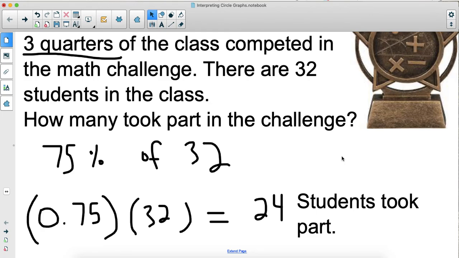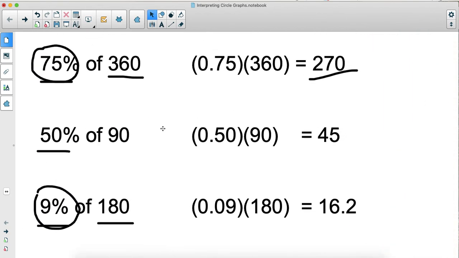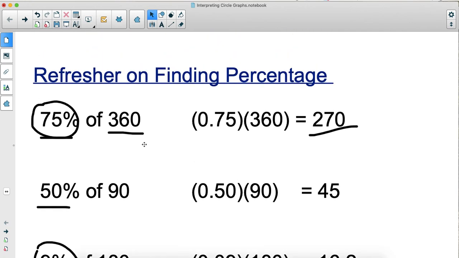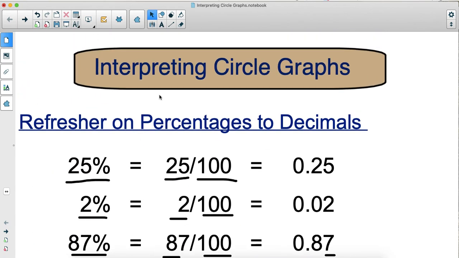Okay? So use these skills. There are also the videos from our previous semester that show you how to do these conversions of percentages to decimals and how to find percent of stuff. So if you need to, go back and watch those videos.